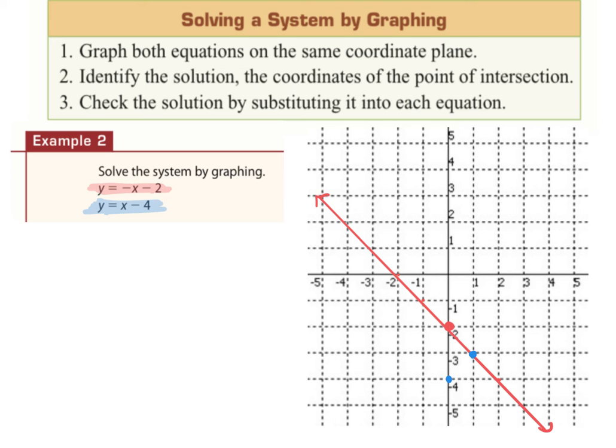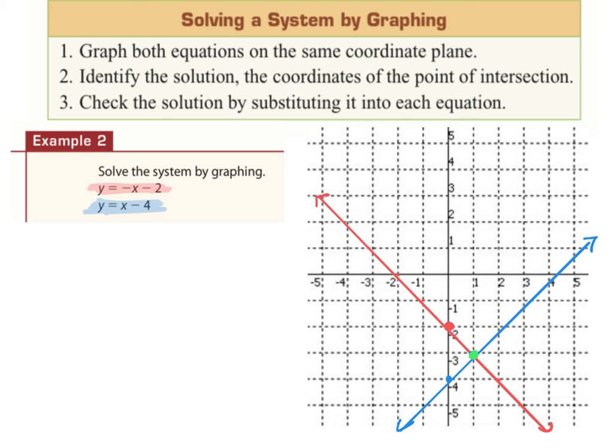If you don't see it on your first move, you may want to keep moving until you cross that line so you can see exactly where they cross. But you can see where they cross here, so I'm going to go ahead and graph this line. That's my first step. Then I'm going to say, where do they cross? Well, they cross right here.